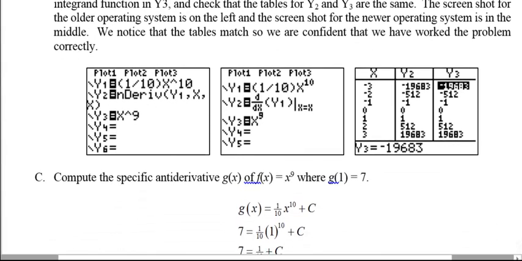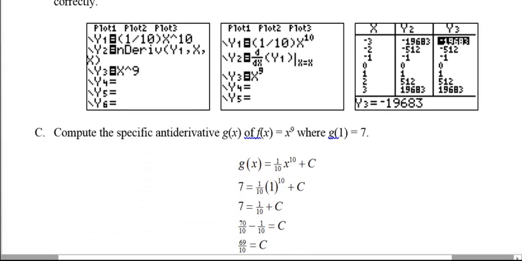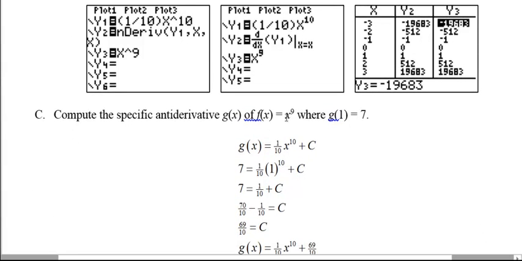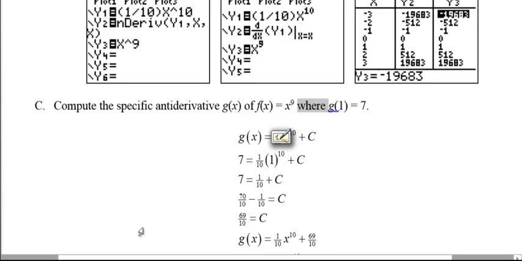Now, if we're looking for a specific antiderivative, remember that if g of x is an antiderivative of f of x, which is x to the ninth, then g of x, we know, is 1/10 x to the 10th plus some constant. Well, we don't know which constant that is. It could be any constant, and it would still be an antiderivative.